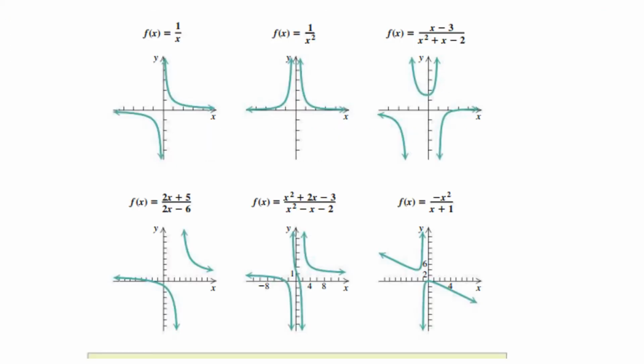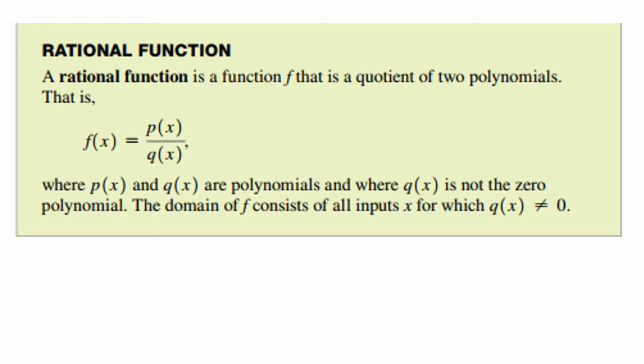This is what these rational functions look like, and if you look at the graphs you say, oh wow, there's some complicated behavior there, and that's true. We will learn about all of these different behaviors. So what is a rational function? Well, it's a quotient of two polynomials. So the numerator is a polynomial and the denominator is a polynomial. And you cannot have the denominator equal to 0. And so the domain of f consists of all inputs x for which q of x does not equal 0. That's important. Please remember that.